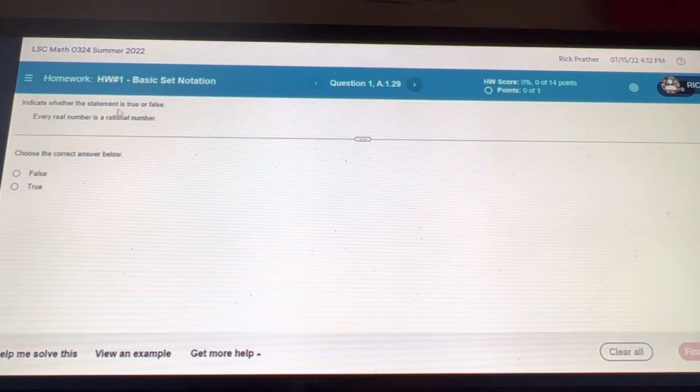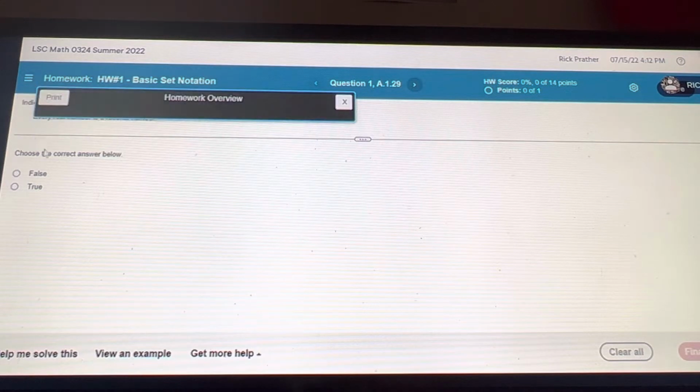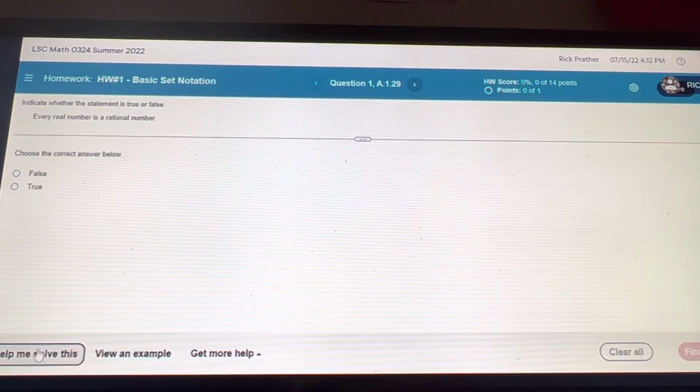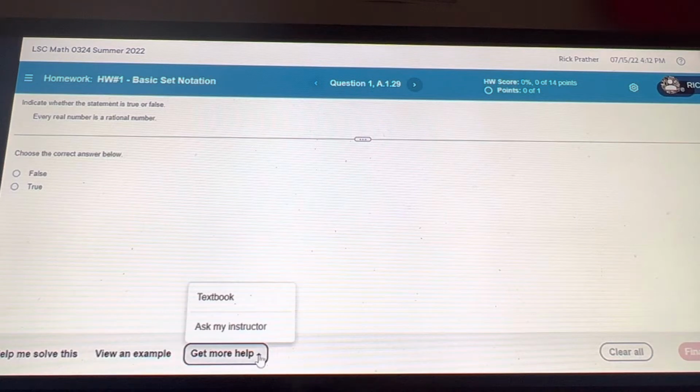Indicate whether the statement is true or false. This is a pretty basic one, just true or false. Later we'll be entering numbers in as numerical answers. You even get problems where there's a part A, part B, part C. On any particular assignment, you can click these three lines, and that opens up where you can jump around from question to question. There's extra help at the bottom: help me solve this, view an example, or get more help.